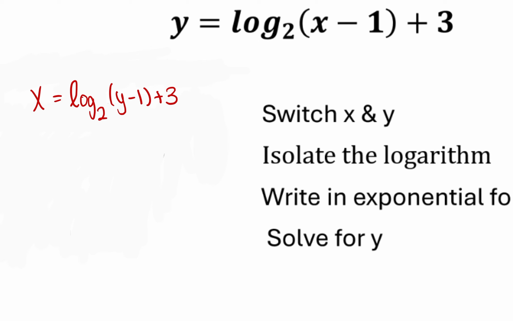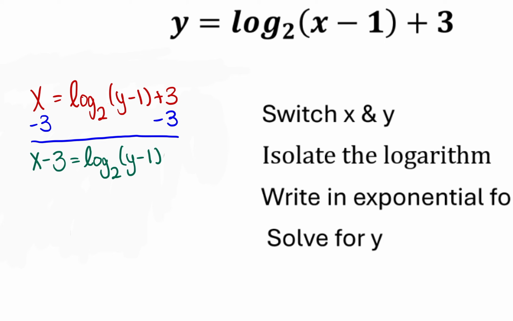So based on this information, I will subtract 3 on both sides. On the left-hand side, x minus 3 are not like terms, so hence I keep them separated with the operation of subtraction. So I have x minus 3 is equal to log base 2 of y minus 1. In order to get to y all by itself, I will then convert this to the exponential form. So I have 2 to the power of x minus 3 is equal to y minus 1.